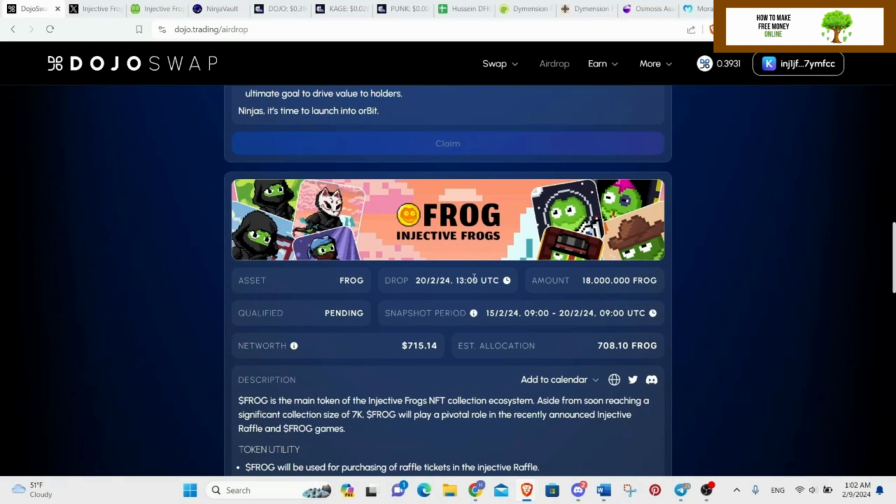So the Frog token is the main token of the Injective Frogs NFT collection ecosystem. It will be used for purchasing raffle tickets in the Injective raffle, betting on Frog-themed 8-bit games, purchasing whitelist and OG spots of new NFT projects, and in-real-life event tickets. It's just like spending it on raffles and getting something at a low price. That's what a raffle is. But the Injective Frogs project is a community-driven project that's focused on giving back to its holders. The project is still in its early stages. It's very early, but it has a lot of potential. Here are some additional things that you may have missed.